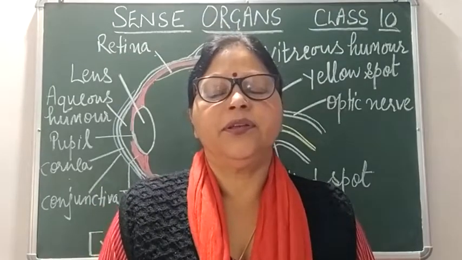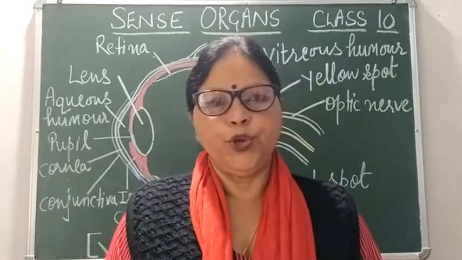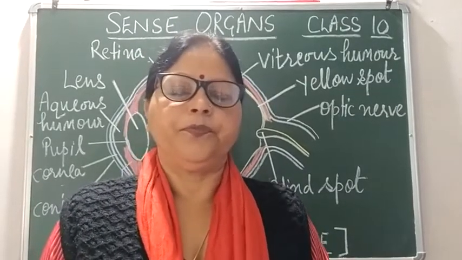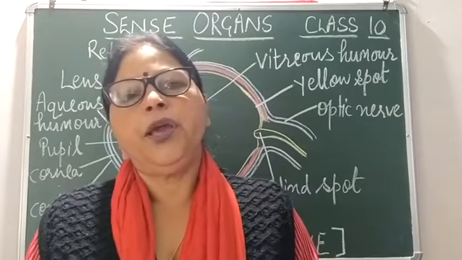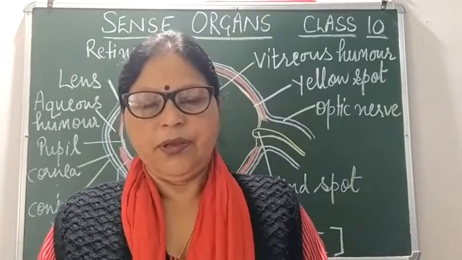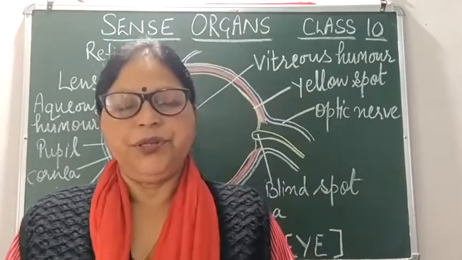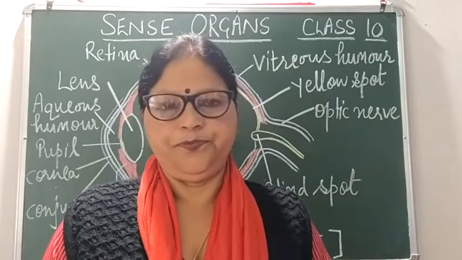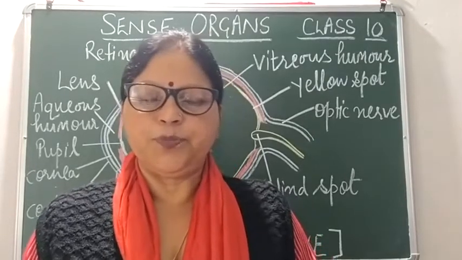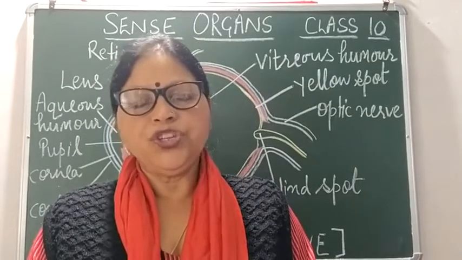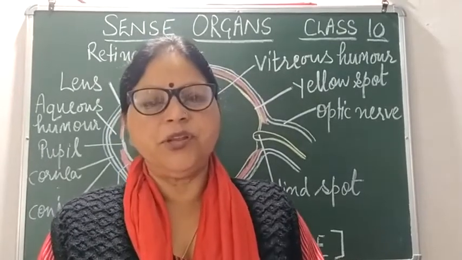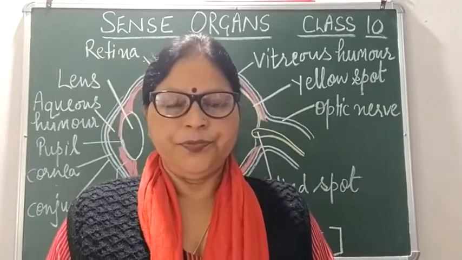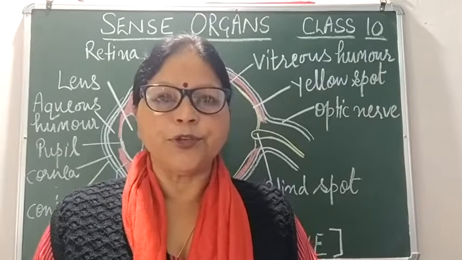Hello students, today I will be explaining chapter 11, sense organs. You all know that we have 5 sense organs: eyes, ears, nose, tongue and skin. And all these 5 sense organs have receptors. Receptors means special cells which respond to stimuli from the external environment, and they help us to respond accordingly.